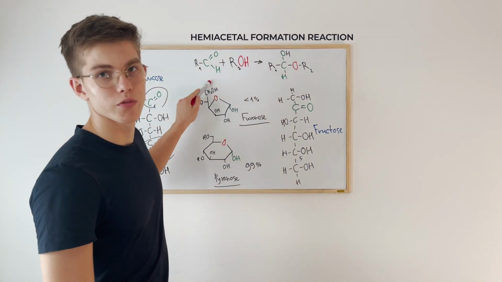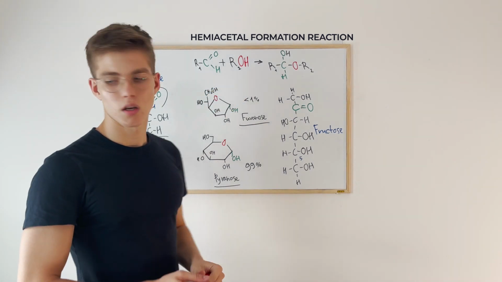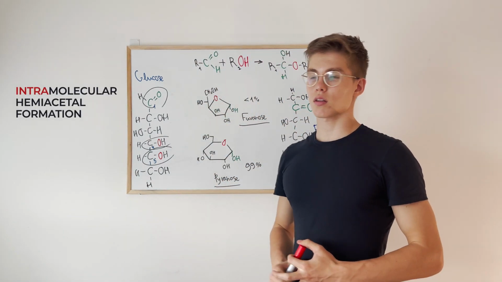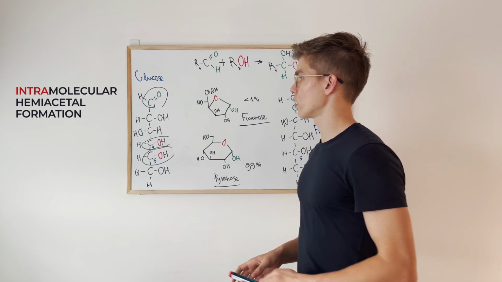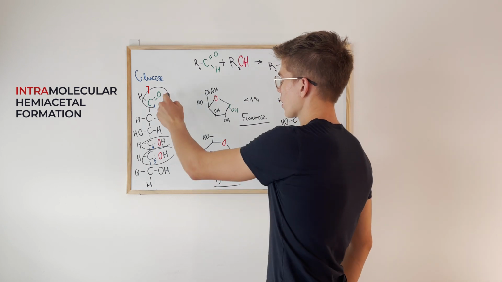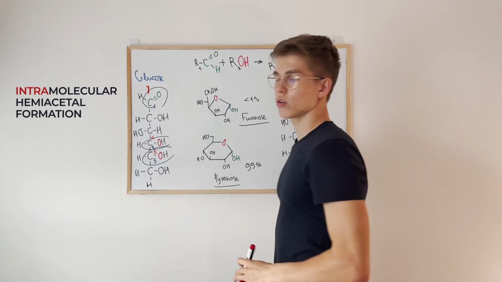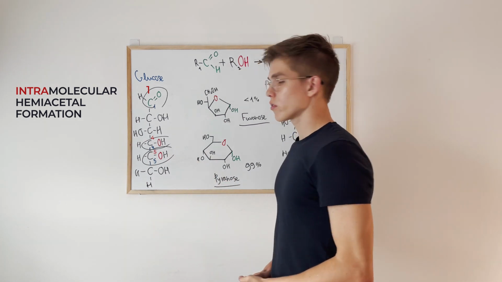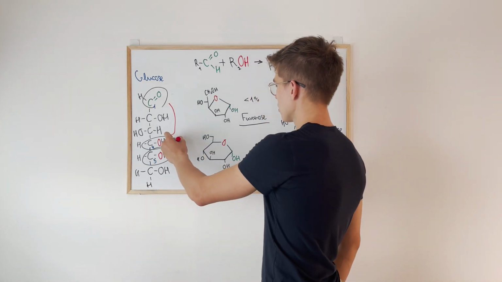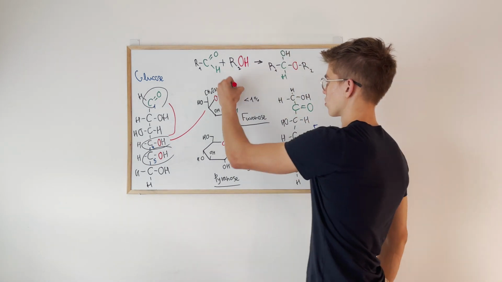Here, on the example of the reaction between two different molecules, you can see this reaction. But the same thing can occur within a single carbohydrate molecule, where the carbonyl group of the first carbon can react with the hydroxyl group of either the 4th carbon or the 5th carbon. When the reaction occurs with the hydroxyl group of the 4th carbon, then it forms a 5-member ring, which is called a furanose.